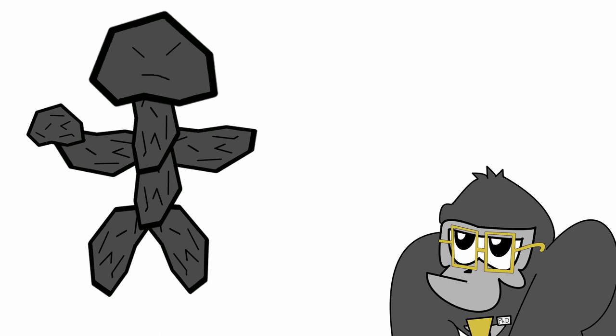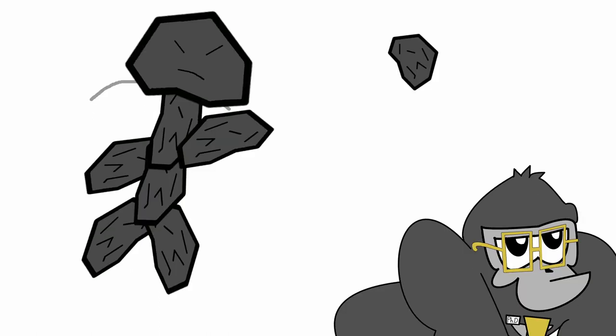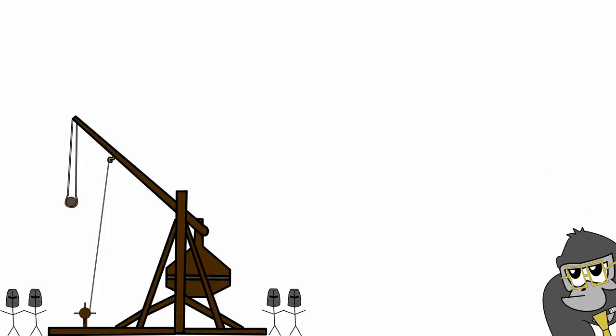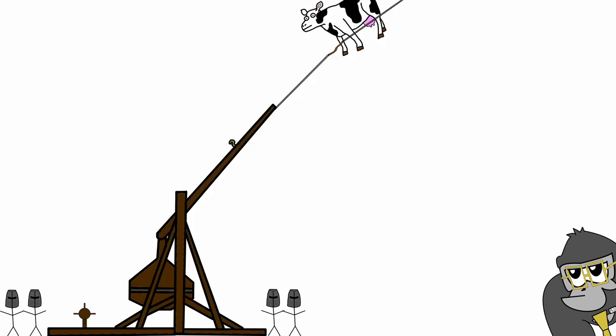What if you could use rocks to launch rocks? That rockception is the counterweight trebuchet, the 12th century's answer to, how can we launch stuff, but like, way further? This medieval death machine was perfect for hurling cows, pianos, and even the occasional 90-kilogram stone over 300 meters.